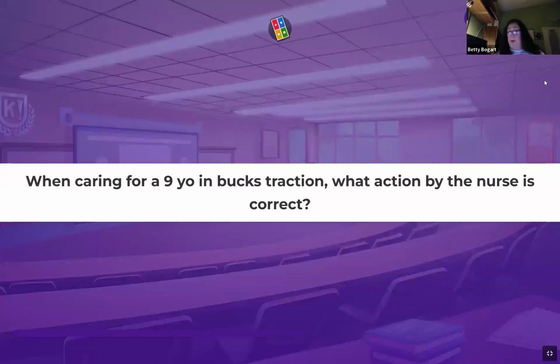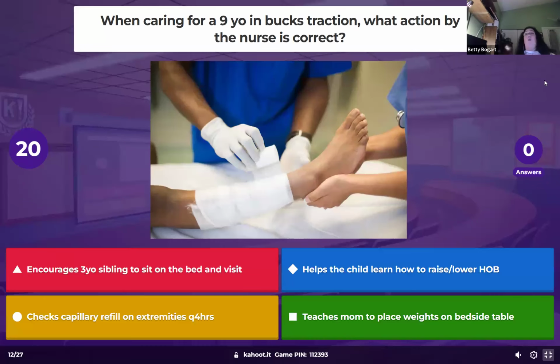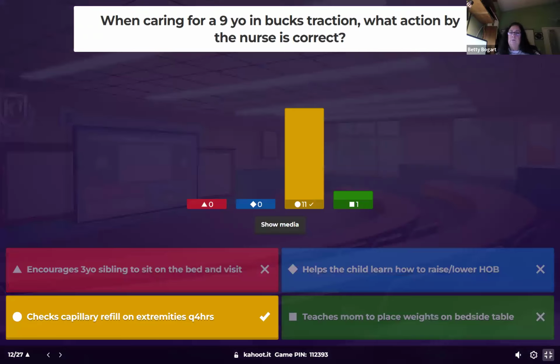When caring for a 9-year-old in Buck's traction, what action by the nurse is correct? So again, Buck's traction, you're going to do capillary refill on them at least every 4 hours or more if you need to. And again, you'll never, ever, ever do anything to get those weights off the child. You take the weights off, that bone disconnects, and now that child's in severe pain and muscle spasms. Don't want that.